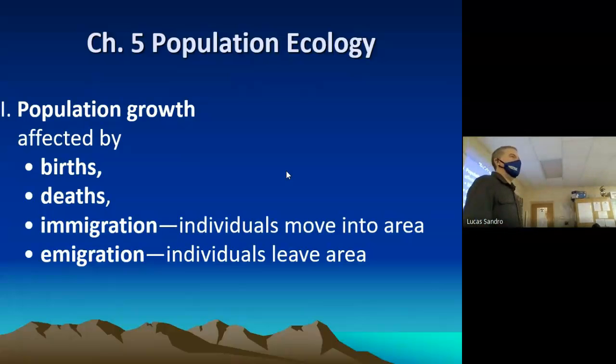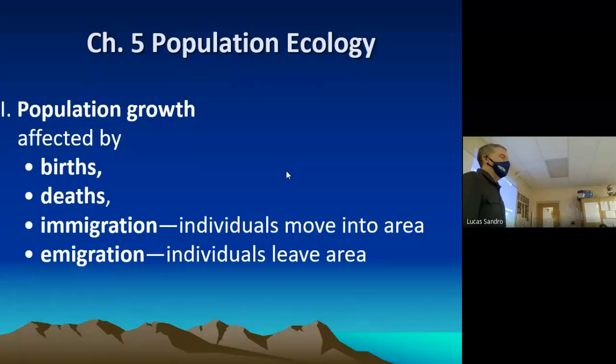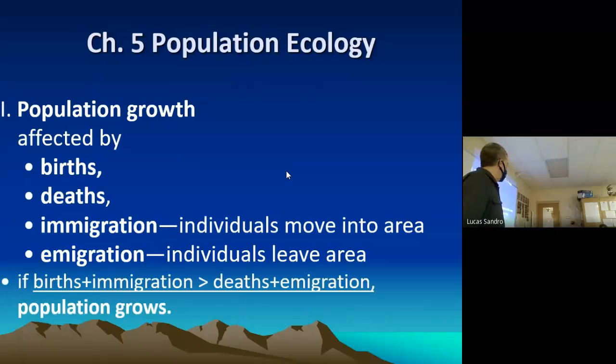And we can take those 4 and basically set up an expression that'll tell us in a very simple way, is the population growing or not? Basically, if births plus immigration is greater than deaths plus emigration, we got ourselves a growing population.